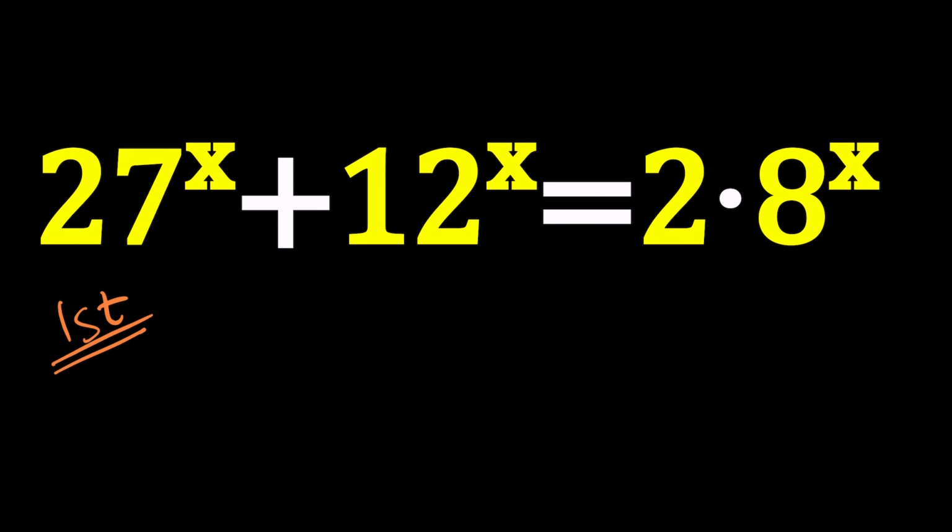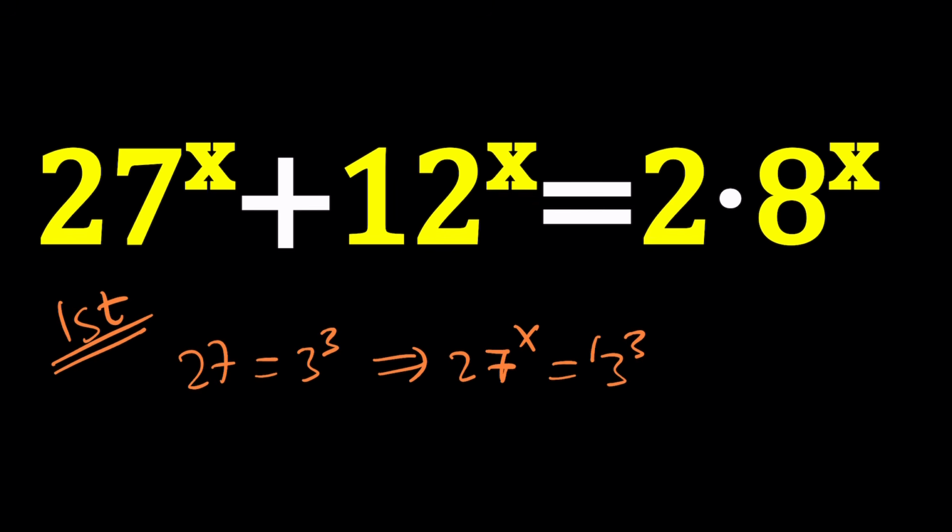Now to solve this problem I'm going to go ahead and factor each of these numbers 27, 12 and 8. The prime factors will tell us kind of what to do, okay? So, for example, 27 can be written as 3 to the third power. Therefore, 27 to the power x can be written as (3^3)^x, which I can also write as (3^x)^3.